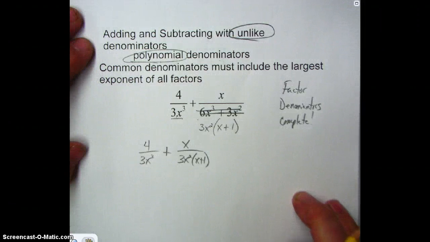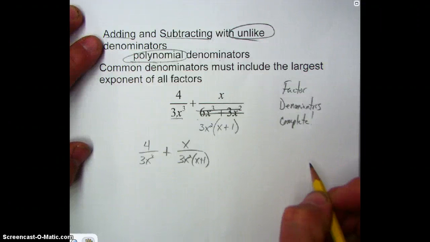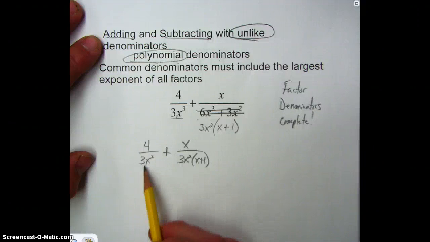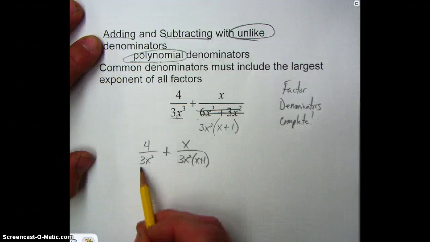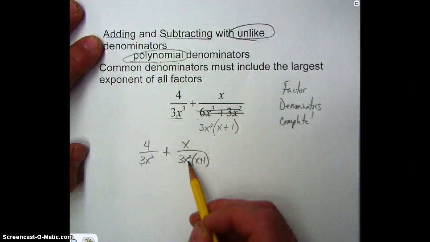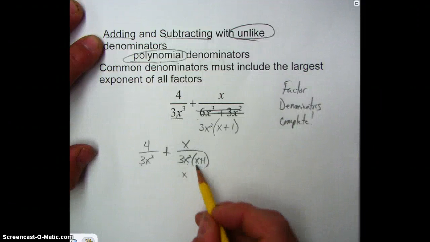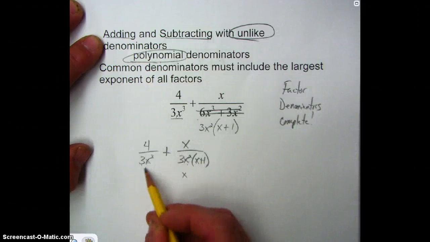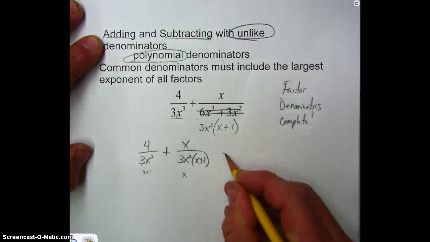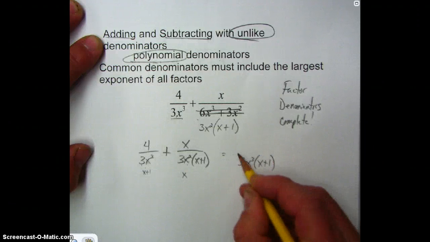Now remember, when we're adding and subtracting, you must get the denominators to be the same. So what can I do that will make these the same? Well, they both already have a 3. This has an x cubed, but this has an x squared, so this one needs an x. This has an x plus 1, but this doesn't, so I need to give this one an x plus 1. So my common denominator should be 3x cubed times x plus 1.